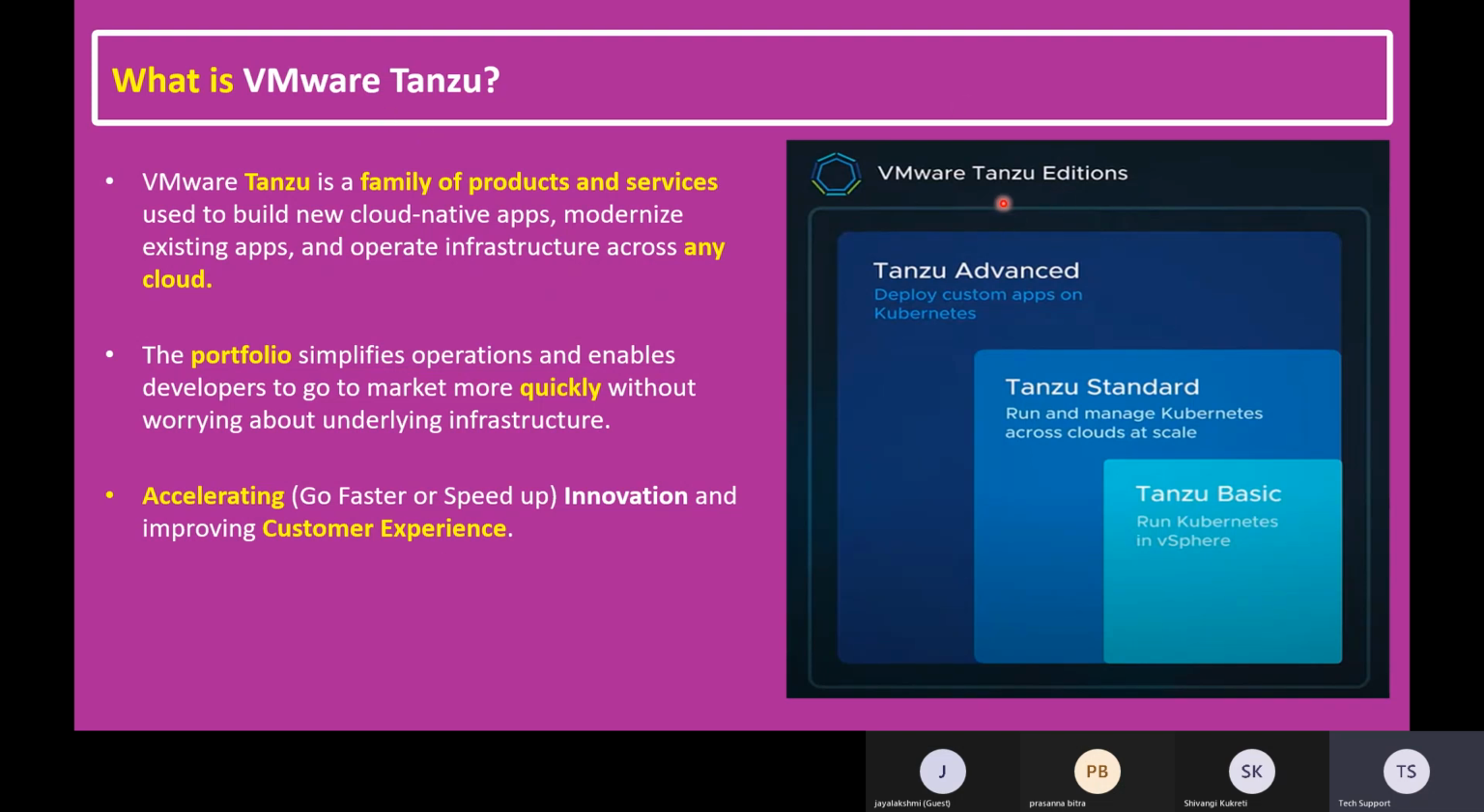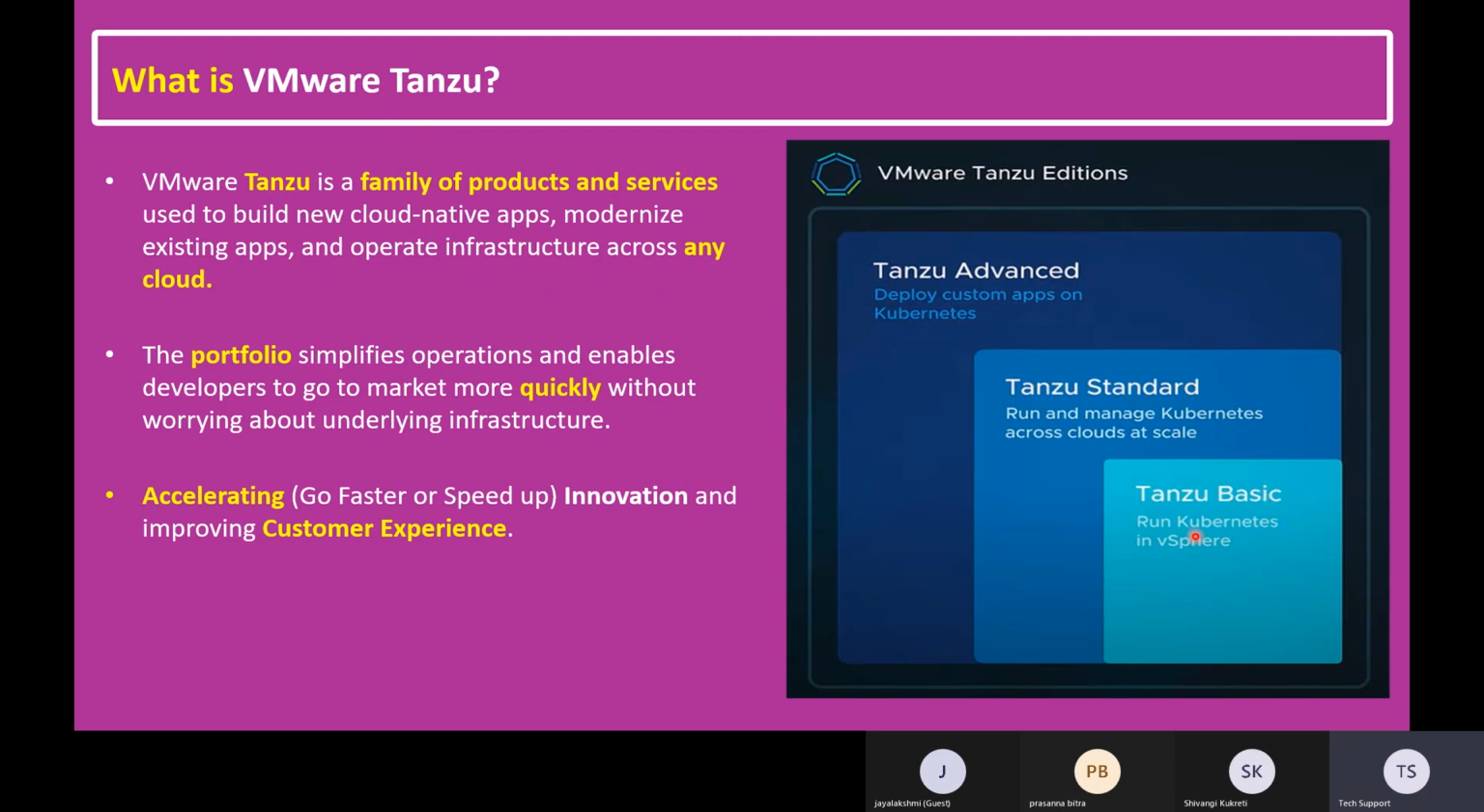But in Tanzu, we have three types of editions available at present. Earlier, VMware released a Tanzu Enterprise edition also, but somehow they revoked it. But as of today, three editions are available: Tanzu Basic, Tanzu Standard, and Tanzu Advanced. Same as our ESX, vSphere or vCenter licenses, Standard and Advanced licenses, in the same way Tanzu also has three editions.